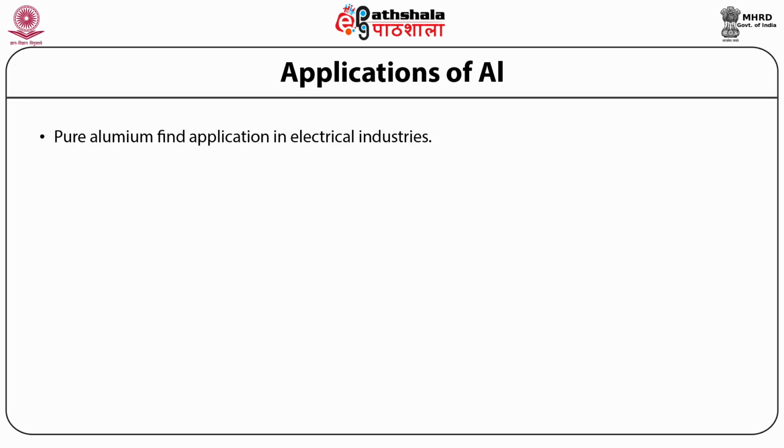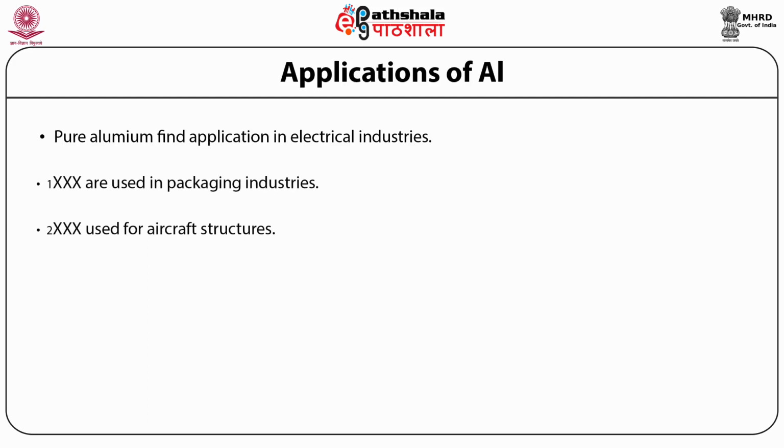Second, in packaging industries, 1XXX series of aluminium are extensively used because of good corrosion resistance, high thermal conductivity, and resistance to ingress of oxygen, moisture, and microorganisms. 3XXX series of alloys have moderate strength, and they find application in making beverage cans, cooking utensils, and building and roofing sheets.